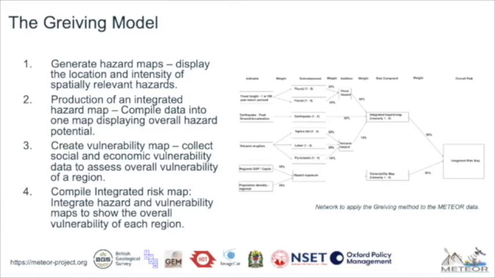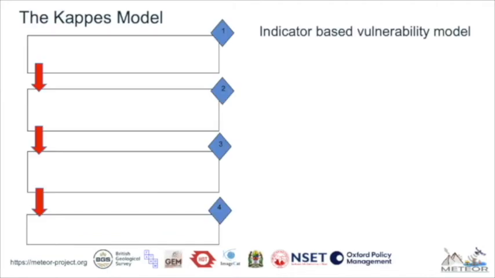This method was chosen as a test methodology for the Meteor project because it can be applied at any geographical scale and for any hazard, and because it is fundamentally concerned with multi-hazards. The method designed by Capps et al. is an indicator-based vulnerability method that builds on the Papathoma tsunami vulnerability assessment and adapts it for a multi-hazard context.